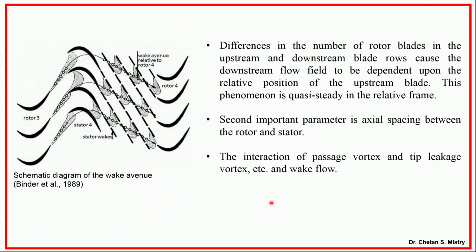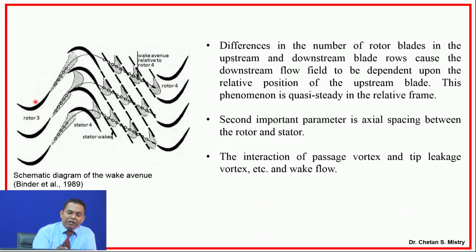So, this is what has been nicely defined by Binder. Here, if you look, this is the rotor 3 and I am having stator 4. In both cases, the number of blades will be different. Now, the flow coming out from my rotor blade has some wake. That wake enters inside the passage, as we discussed in terms of wake transportation.